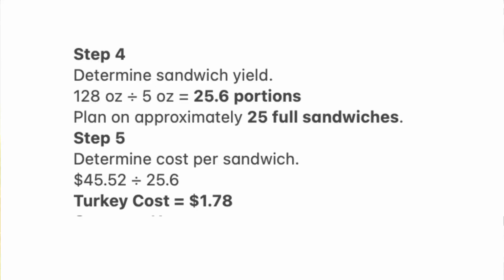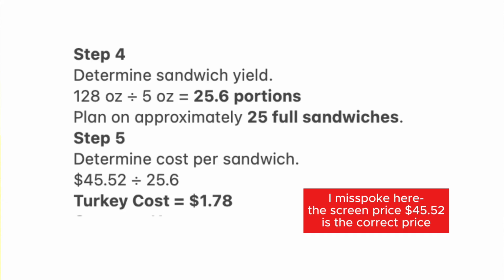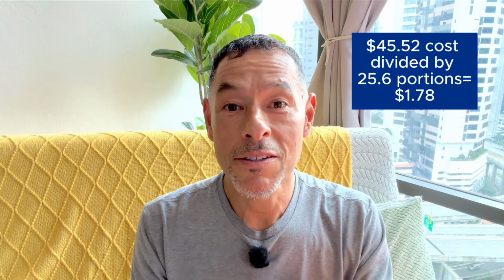25.6 full sandwich portions. So let's ignore the 0.6, right? That's up to you. You can make yourself a little sandwich for yourself, a little snack because you're working so hard. So we have 25 full portions that turkey yields. So step 5, you want to go ahead and determine the cost per sandwich for that turkey. You're going to take that total cost, which is $45.62, and you're going to divide it by the 25.6. You're going to use that 0.6 for this math problem here. So $45.62 divided by 25.6 gives you a cost of $1.78 per sandwich portion.